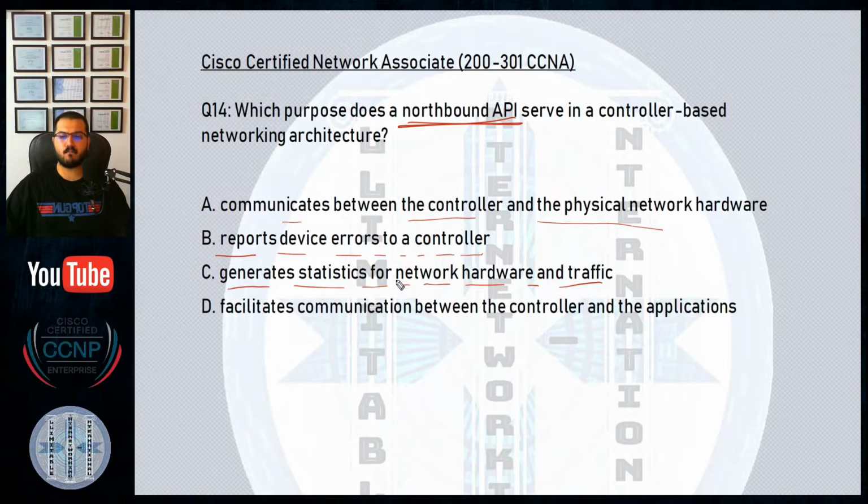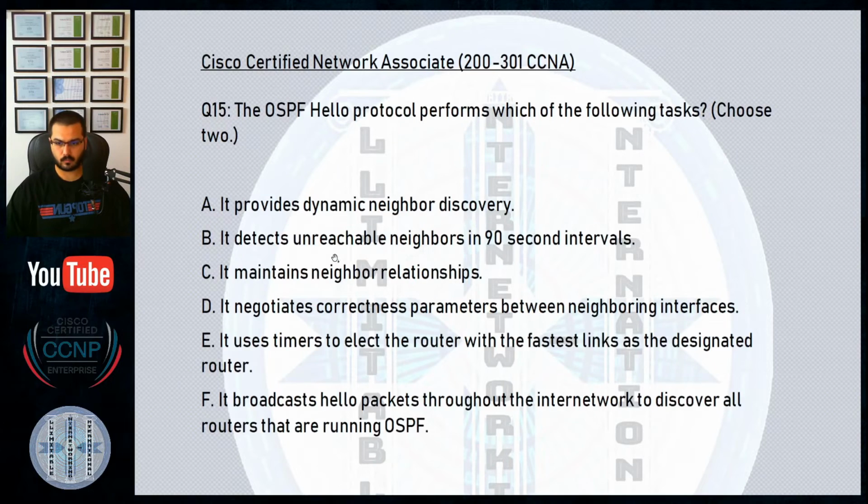Maybe, because those pieces of information will be propagated and shown in the GUI. So this is kind of correct. Or facilitates communication between the controller and the applications, much more specific. So D is much more correct than C. I will take D because D is the idea of northbound APIs and their categorization: they live between the management application and the controller.